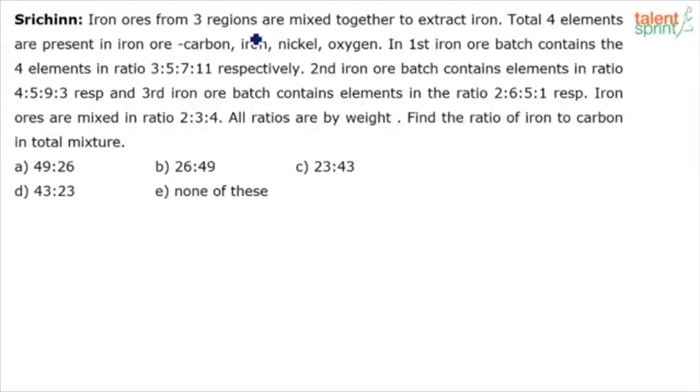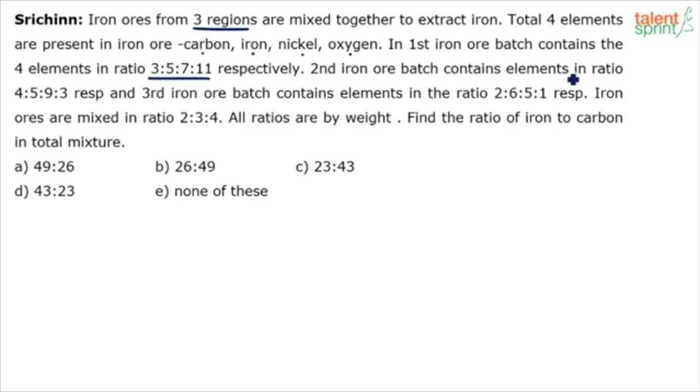Iron ores from 3 regions are mixed together to extract iron. A total of 4 elements are present in the iron ore. What are the elements? Carbon, iron, nickel, and oxygen. The first iron ore batch contains the 4 elements, CINO: carbon, iron, nickel, oxygen, in the ratio of 3:5:7:11.